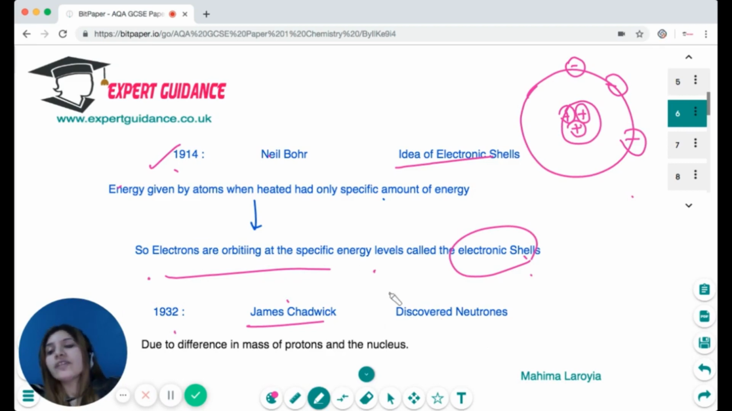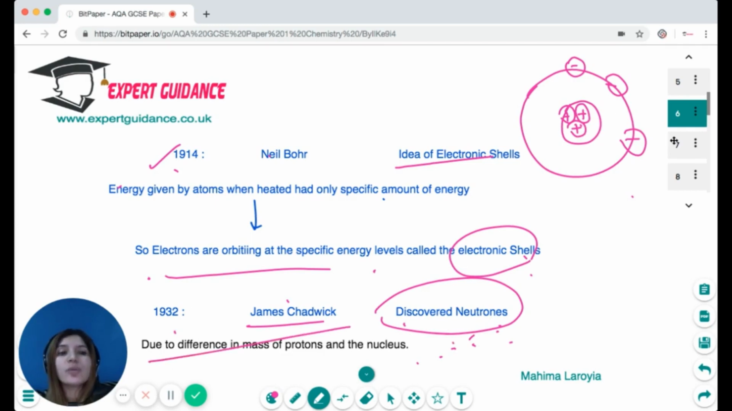What was observed was, when they were taking the mass of the neutrons and the mass of the protons, there was a mismatch. Although the atom was still neutral charge-wise, there was a difference in masses. So James Chadwick discovered that there's a third subatomic particle present called the neutron, which has no charge but has a mass similar to that of protons, and that is present inside the nucleus along with the protons.